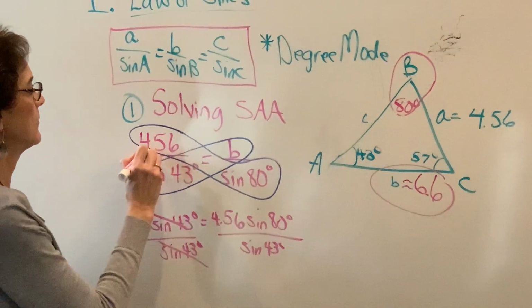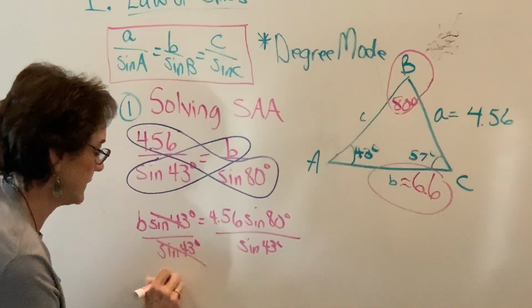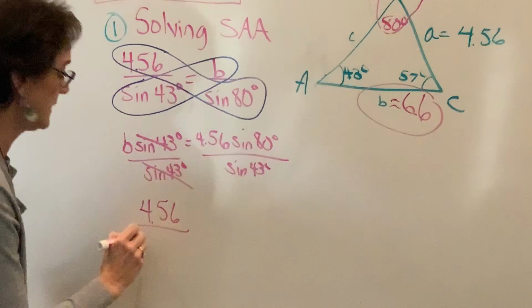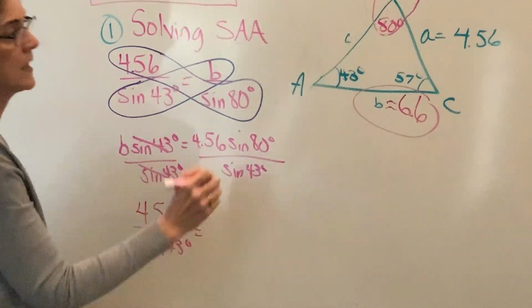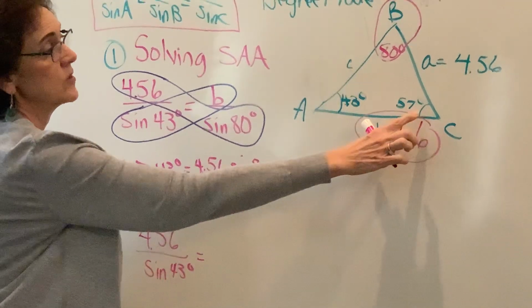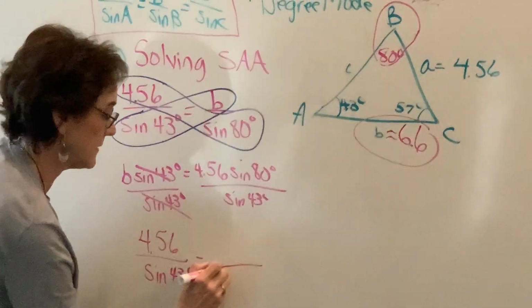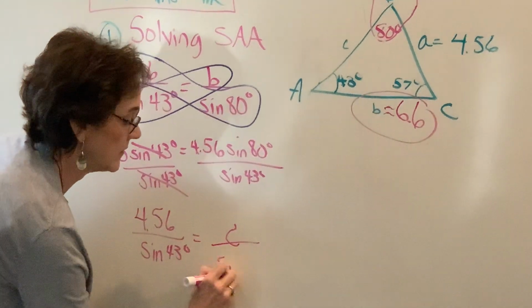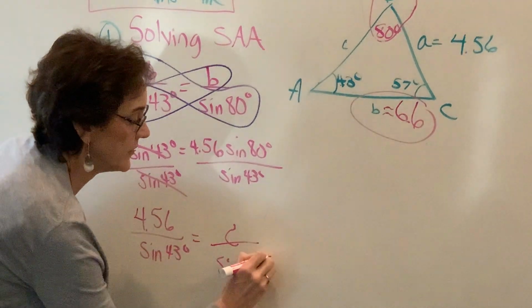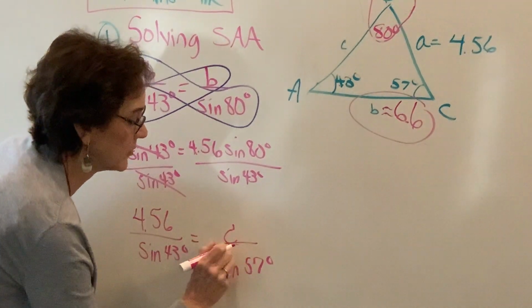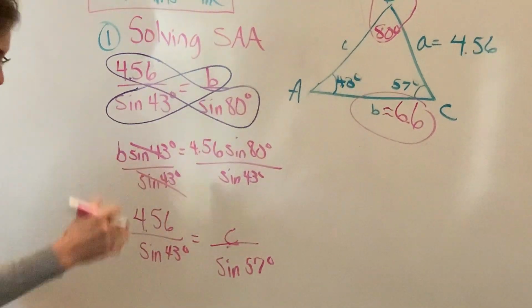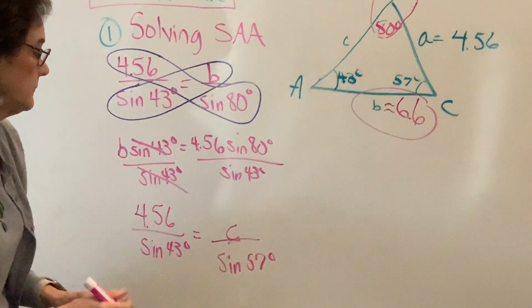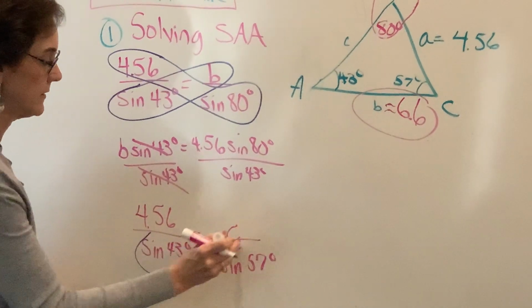So 4.56 is to the sine of 43 degrees. And then now we're going to find this. So this is 57 degrees. C is to the sine of 57 degrees. Make that look better. Okay? And then you're going to do the same thing. You're going to cross multiply.